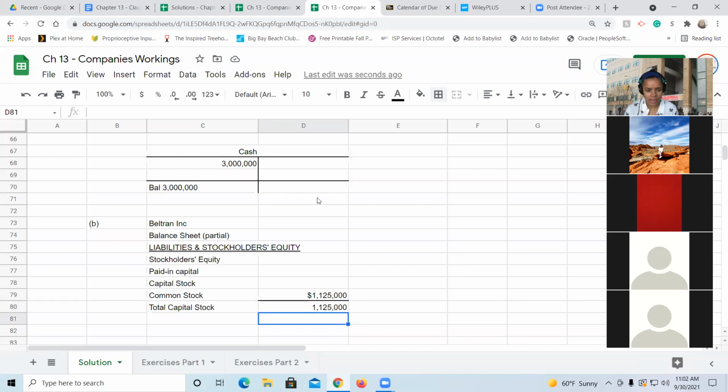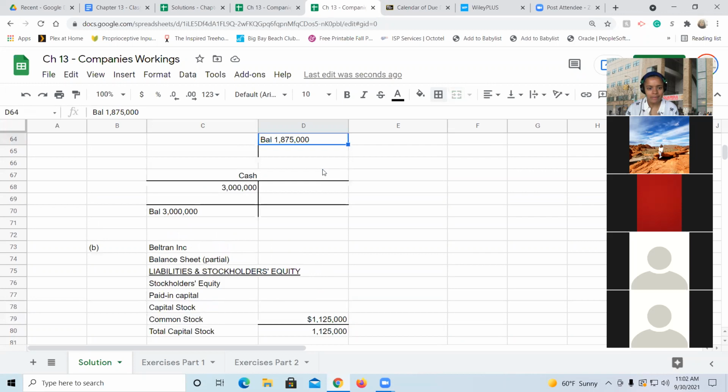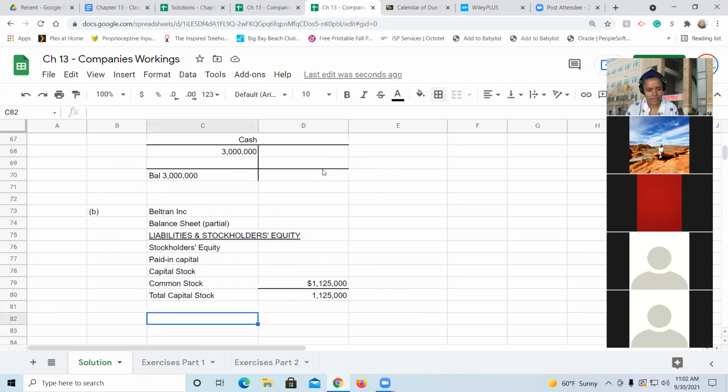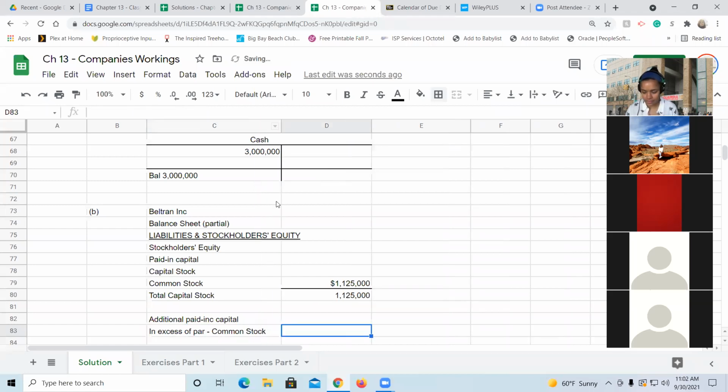So we did the total capital stock. We still have not written in the paid in capital in excess of par value anyway. So that comes next. And that's the heading over there: additional paid in capital. That's what they call it. Additional paid in capital. And the first line is in excess of par. And that's for common stock. If they had been preferred stock, the preferred stock would be listed first, but we don't have any preferred stock.